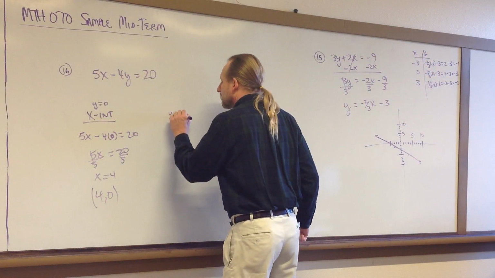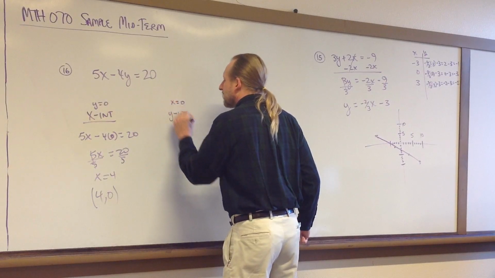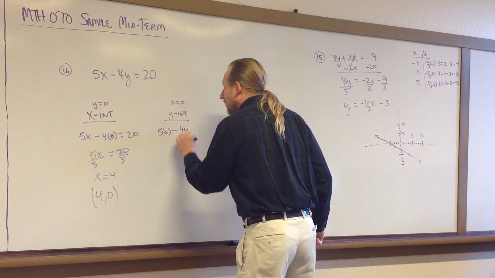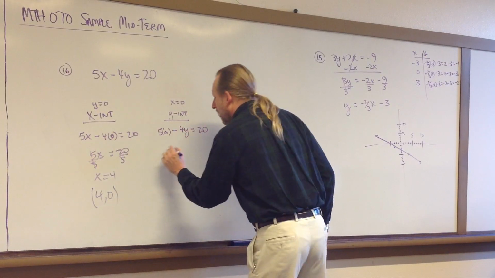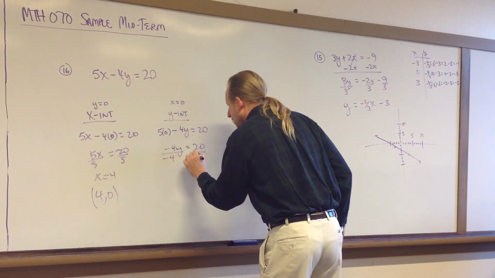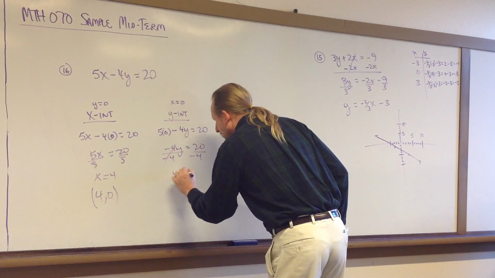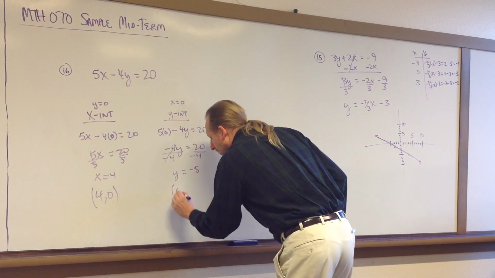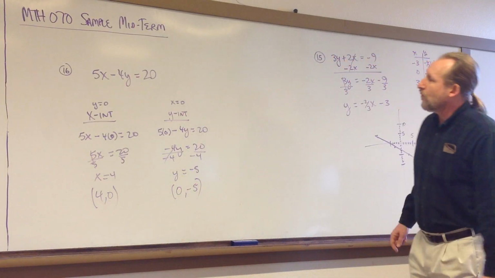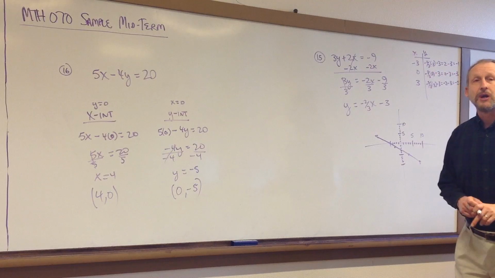The y-intercept, that's where x is 0. So we plug in the 0 for x. Then we get negative 4y equals 20. Divide on both sides by negative 4. Y is negative 5. And so that makes our y-intercept the point 0, negative 5.